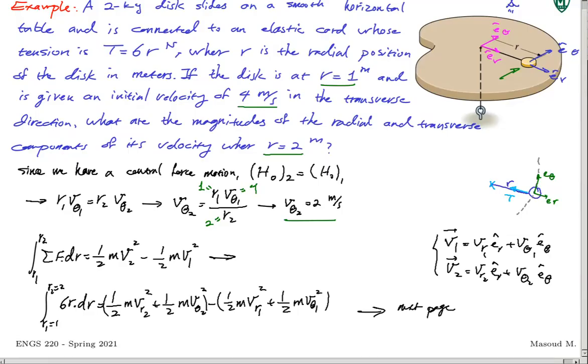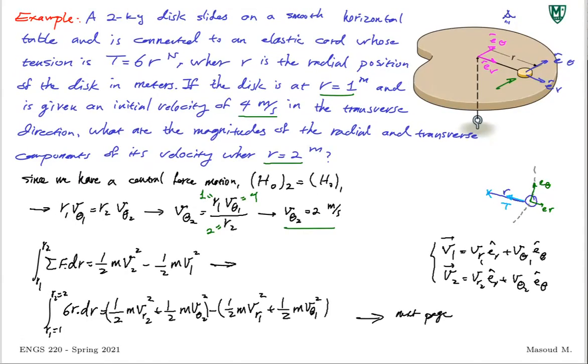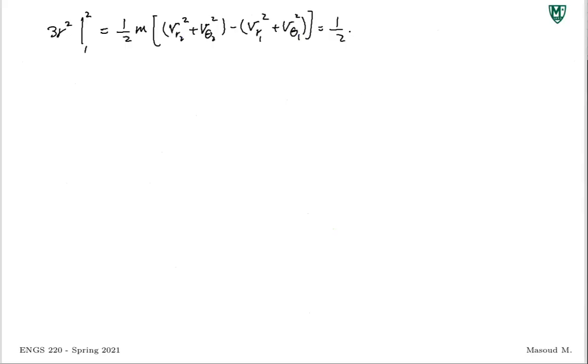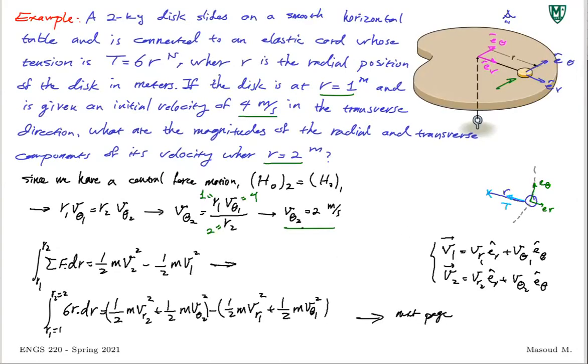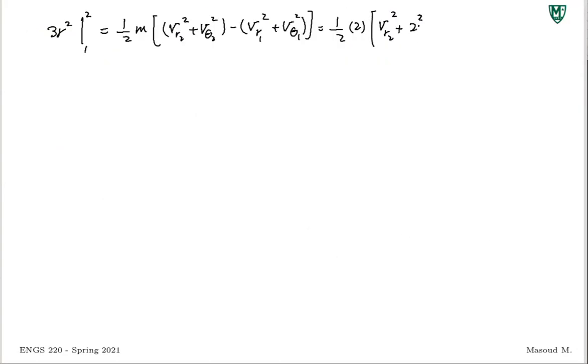Right? 1 over 2, m is given. This is 2 kilograms, the disk. So that is given times 2. Velocities, we don't know what vr2 is. That's something we're looking for. v theta 2, we found it, right here. v theta 2 is 2 meters per second, so 2 squared, minus vr1. There is no radial direction for velocity, this is 0. Minus v theta 1, which is 4, it's given, 4 squared.